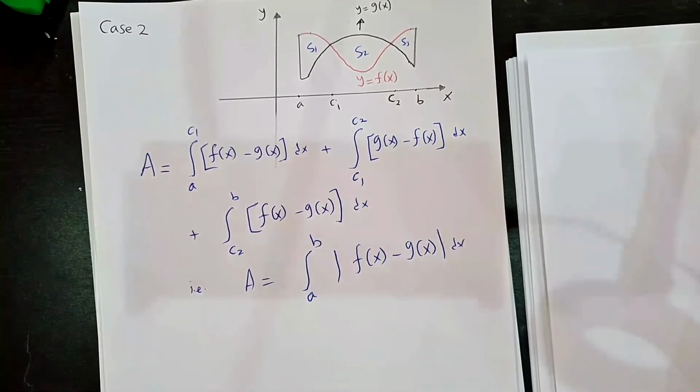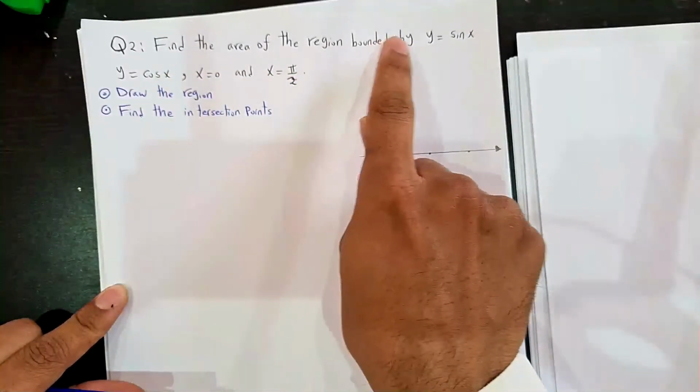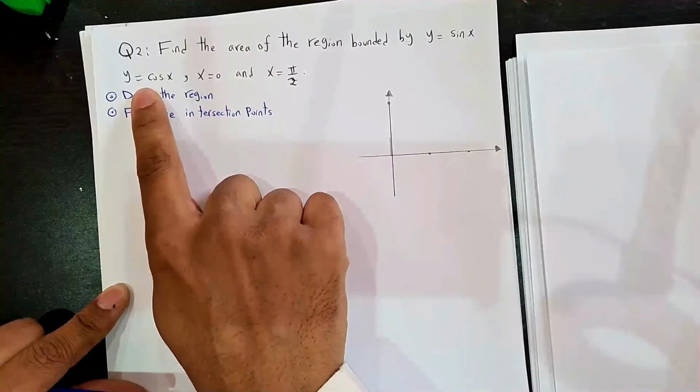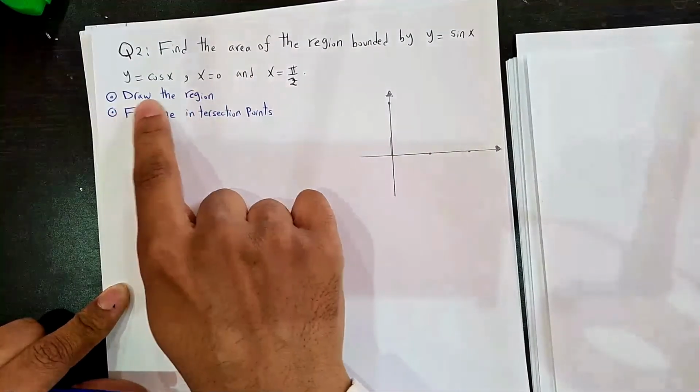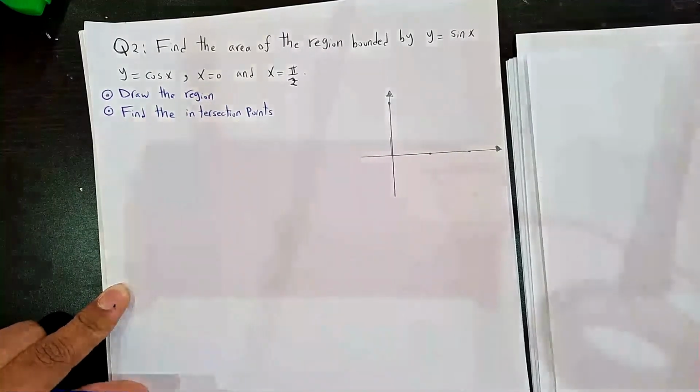Let us apply it on some examples. Question 2. He said, find the area of the region bounded by y equal sine x, y equal cosine x, x equal to 0, and x equal pi over 2. First, we need to draw the region, then we will find the intersection points.